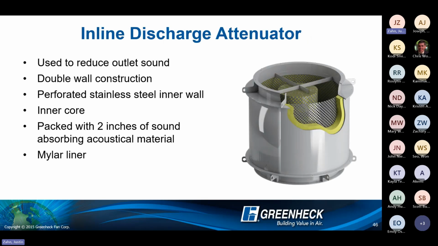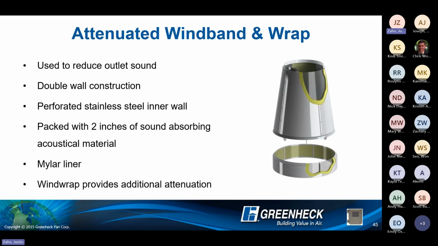The other option is to go with the inline discharge attenuator. Again, used to reduce outlet sound. One thing with the inline discharge attenuator, when adding this to a system, you are adding height to a system. So when making that system taller, there is the possibility that guy wires will need to become required. Whereas if you go with the attenuated wind band and wrap, guy wires are not going to become required just because you're not adding height to the system.